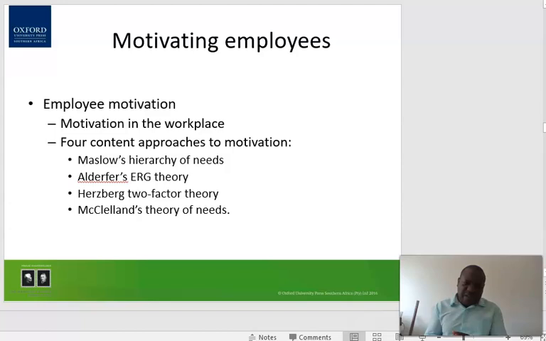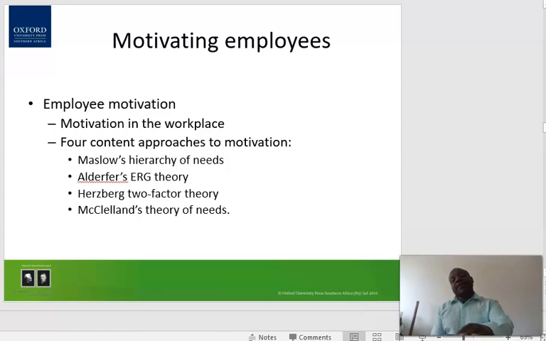The first theory that we look at is Maslow's hierarchy of needs, which you also looked at in chapter 1, where you were saying people have unlimited needs, yet resources are limited. So we'll look at what Maslow said. Then we'll also look at Alderfer's ERG theory, Herzberg's two-factor theory, and McClelland's theory of needs. I thought I had included the explanations for those theories.